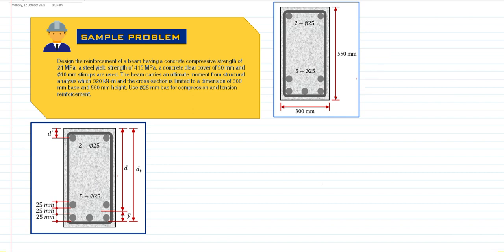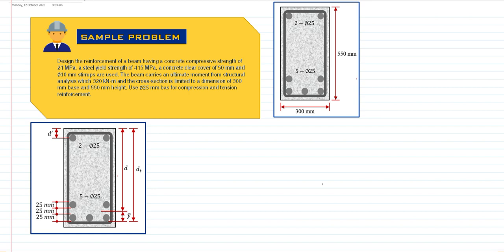And now we have to confirm if this design of the beam is safe for the actual ultimate moment of 320 kN. So, isasubject natin siya on the analysis process. So, for the analysis, ang una natin gagawin is to get the steel areas.